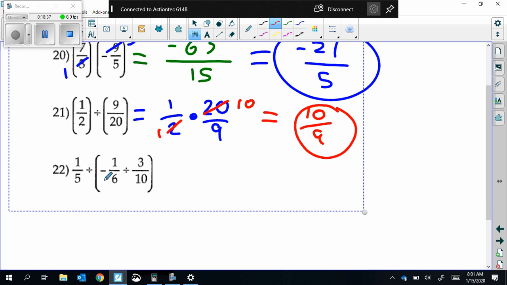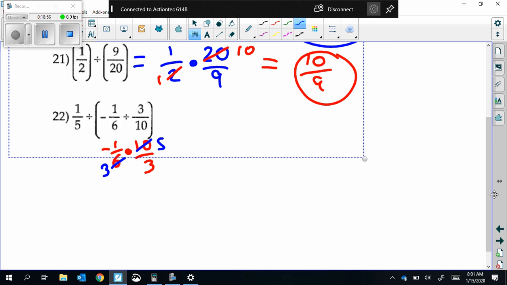Parentheses, we have to do the parentheses first. So negative 1/6. Division, we're going to change that to multiplication. Flip it. You can cross-reduce here. The 6 and 10 can both be reduced by 2, so that goes to 3 and 5. So negative 1 times 5 is negative 5. 3 times 3 is 9.